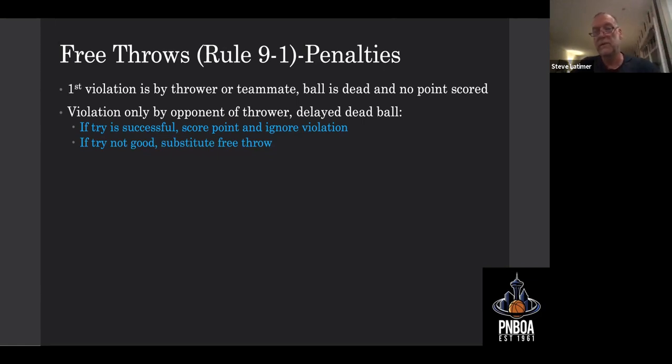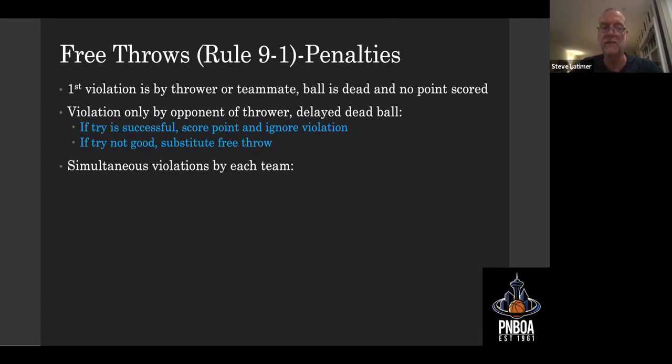So defense gets in too soon, you have a signal for it, which you'll see when you do the mechanics class, of a delayed dead ball. The ball goes in, play on. The ball misses, we shoot another free throw. Kind of easy. Those two, I think, are relatively simple.